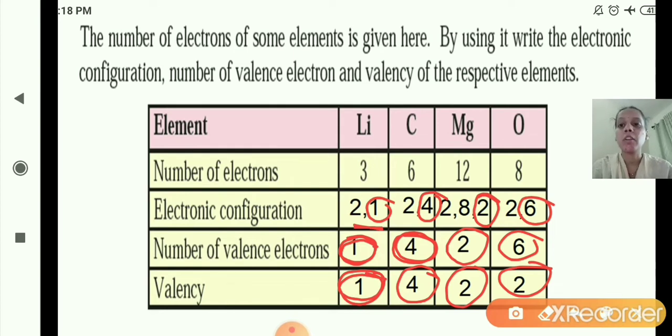And number of valence electrons means from the electronic configuration we will find out the electrons which are present in the outermost shell. And for the valency, if the number of valence electrons is less than 4, then the valency of that particular element is the same as the number of valence electrons. And if the number of valence electrons is equal to 4 or greater than 4, then you will find out valency by using the formula 8 minus valence electrons. Then you will get the valency of the particular element.